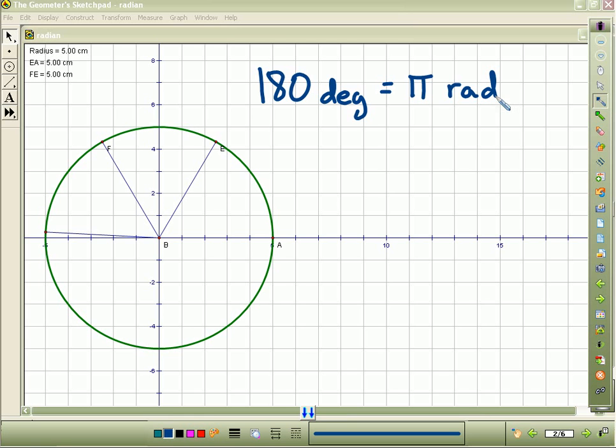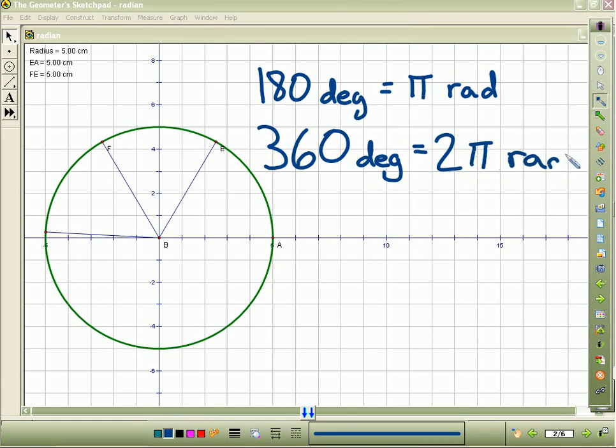Now, for a full circle, how many degrees are there? That's right, there are 360 degrees in a full circle. How many radians would that be? That's right, 2 pi. There's 2 pi radians in a full circle. In other words, if you take these radius length arcs, there are 2 pi of them. Now, you start to see why we say the circumference of a circle is 2 pi r. Because we know that there are 2 pi radius length arcs on a circle.